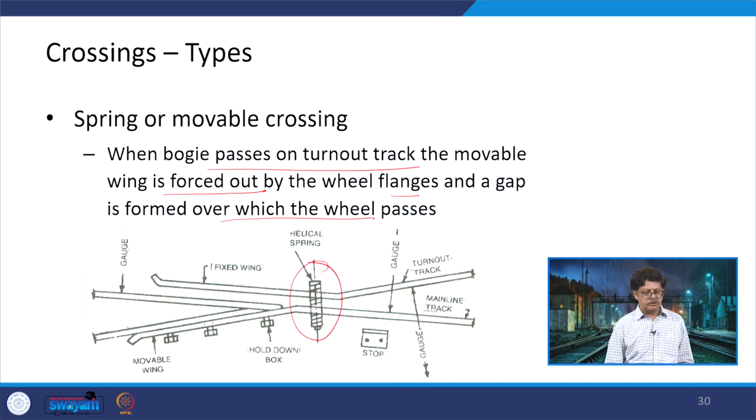Initially this movable wing is touching the splice rail and the point rail combination at the crossing. So, when any train is coming from this direction, it is simply negotiating in this form, and no big gap needs to be jumped. But when the train comes from this direction, then because of the pressure this will move. So, these were the various types of crossings which can be used.